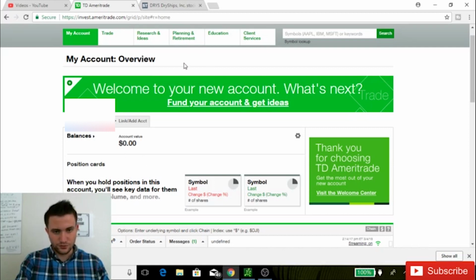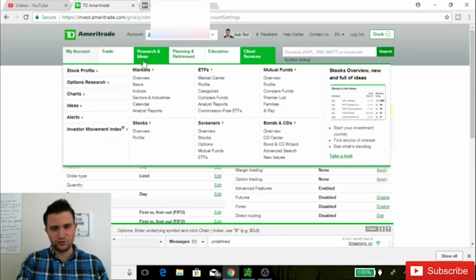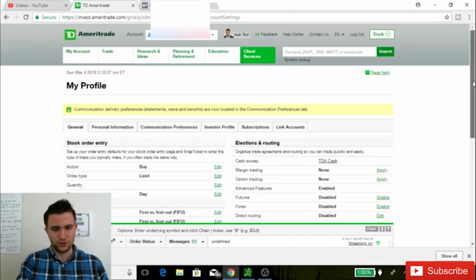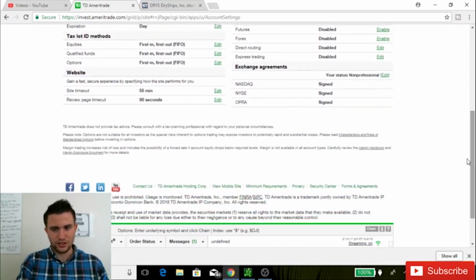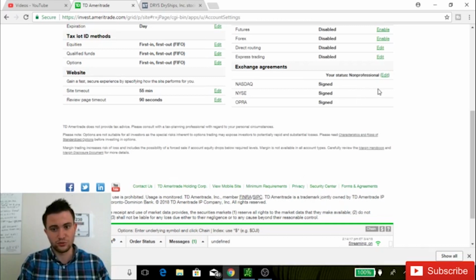But anyway, the first thing you'll want to do is head over to Client Services, and right there just go to General. Before you even look at your subscriptions, go to General and make sure that your account is registered as a non-professional account, because if you're a professional, as in an actual professional broker or work for some kind of bank, they won't let you have access to this, if I remember right. So non-professional is what you want for sure.